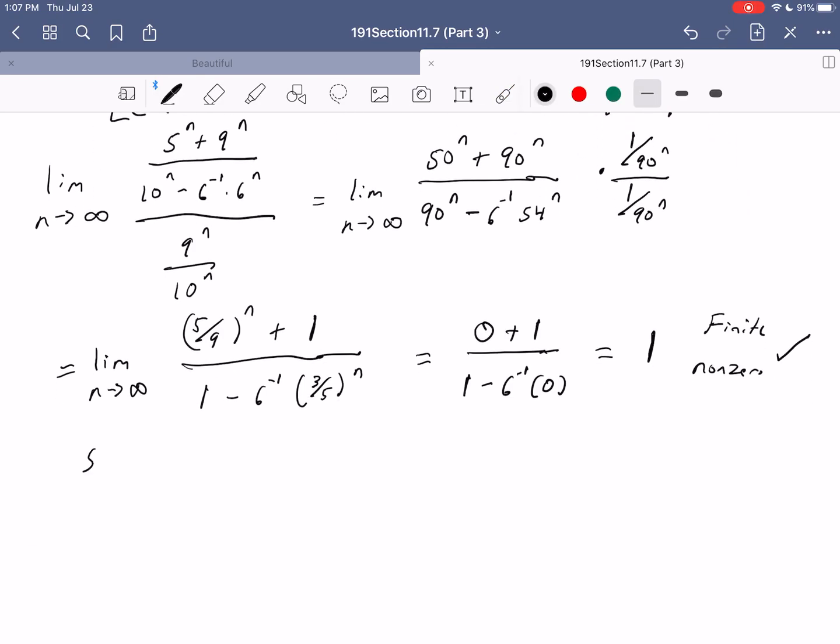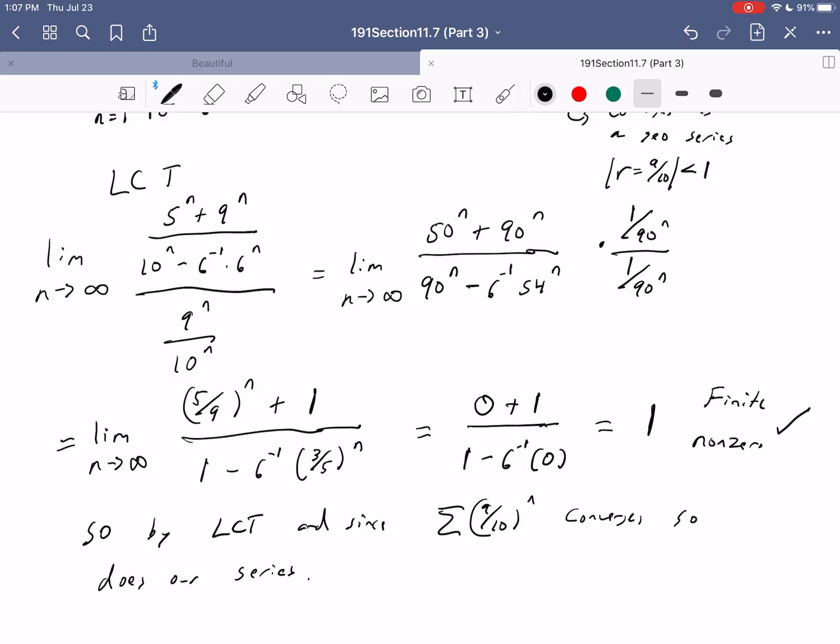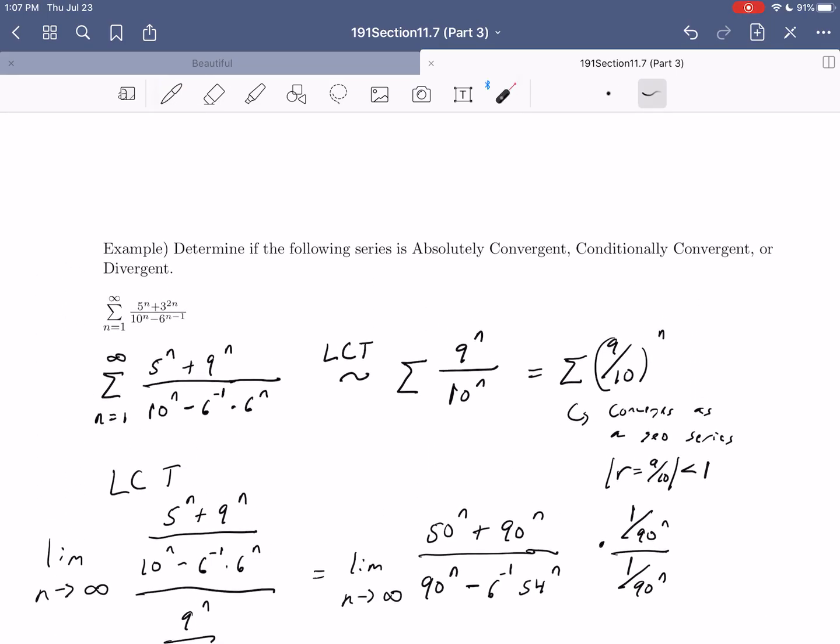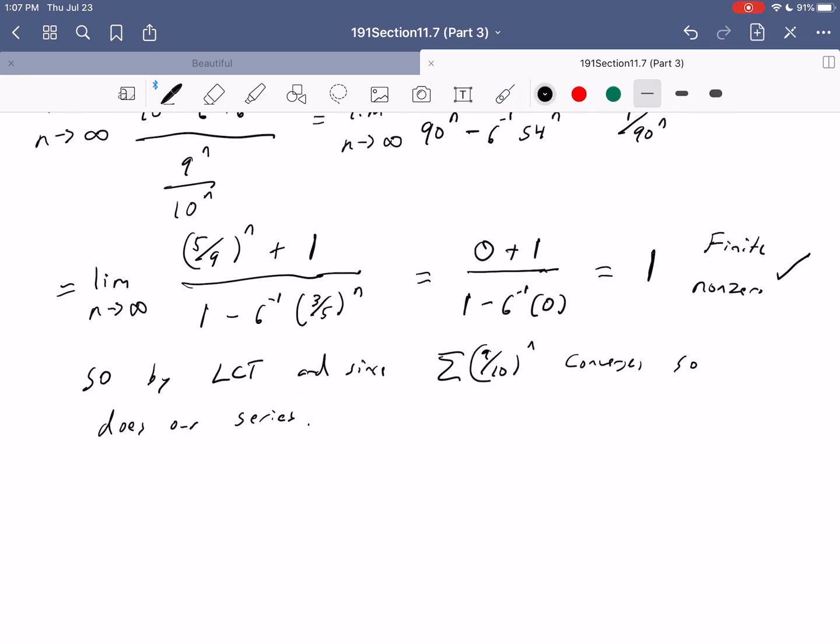So we can say by LCT, and since the sum of 9 over 10 to the n converges, so does our series. So we know our series converges. What type of convergence? Well, this guy had only positive terms, so it must be absolutely convergent. So our series is absolutely convergent.